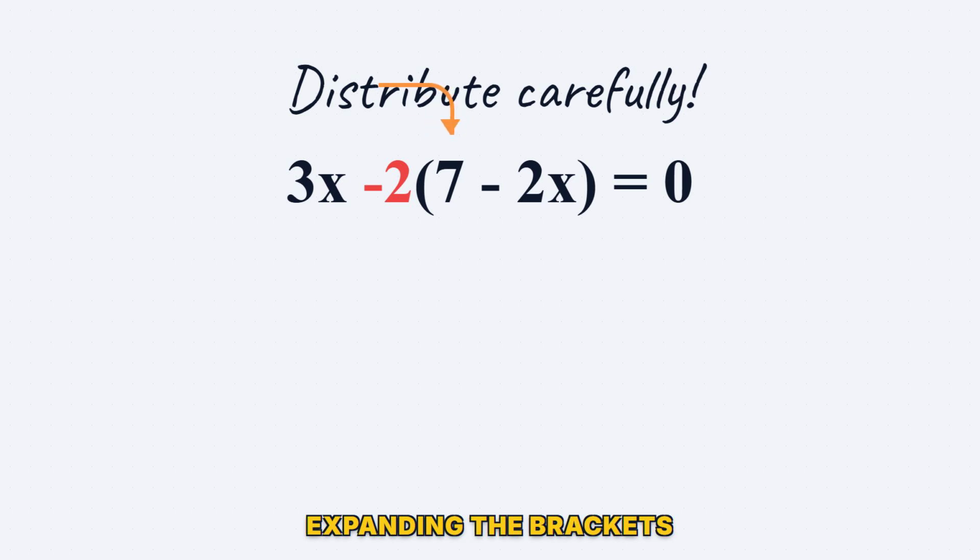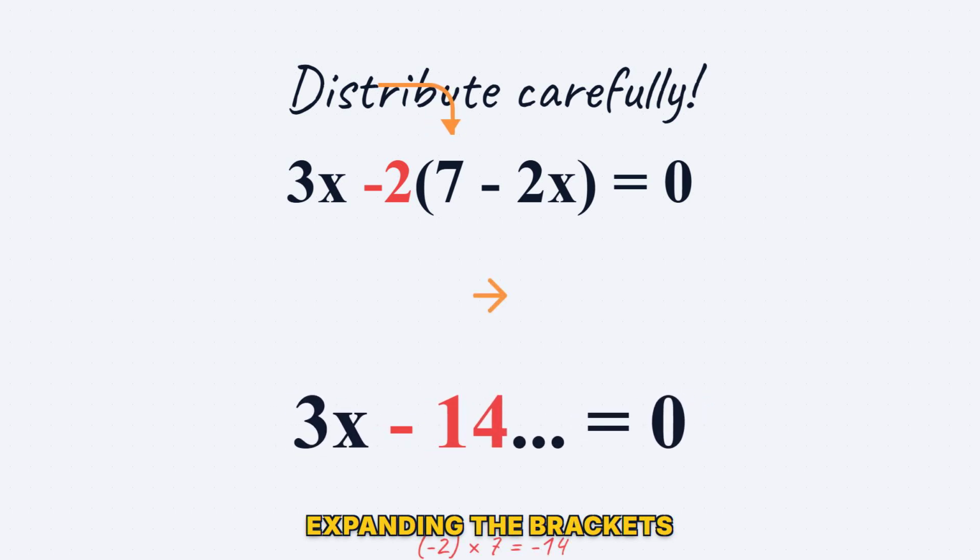Now look at our newly formed single variable equation, 3x minus 2 times the quantity 7 minus 2x equals 0. Let's break open the walls of the bracket by distributing the minus 2. Be super careful with the signs here. Minus 2 times 7 gives us minus 14.